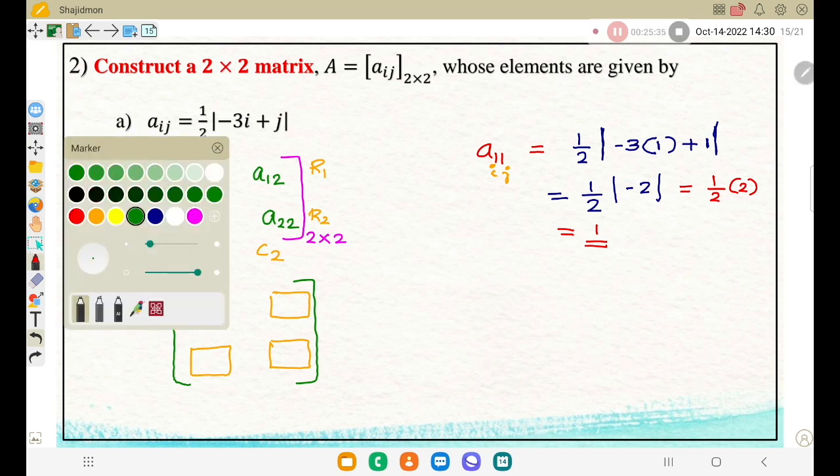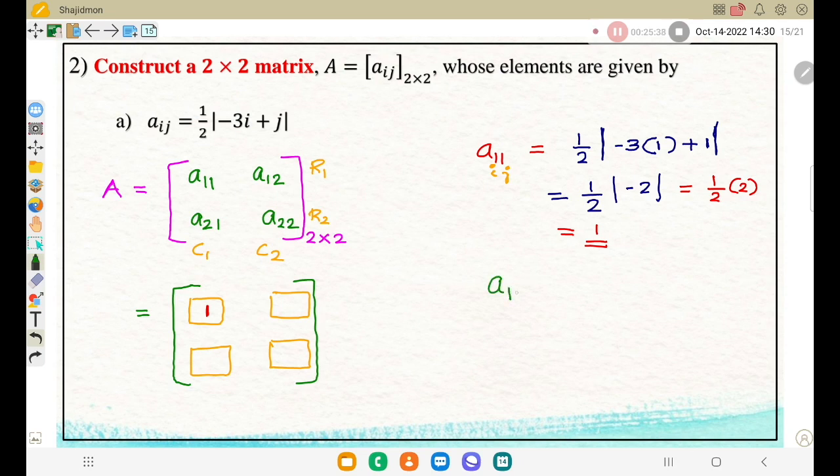Now we will go to the second one. A12 equals. That means i number is 1, j number is 2, correct? So we can apply half multiplied by absolute of minus 3 times i, which is 1, plus j, which is 2. So half multiplied by absolute of minus 3 plus 2, that is minus 1. Minus 1 absolute means 1. So half multiplied by 1 means half, that means 0.5. So I can write here the second number, 0.5.